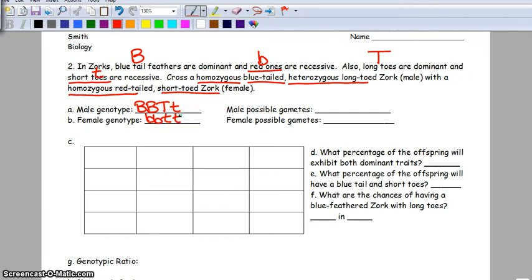All right, next up we have to find our possible gametes. So go through and FOIL, pause the video, see what you get.